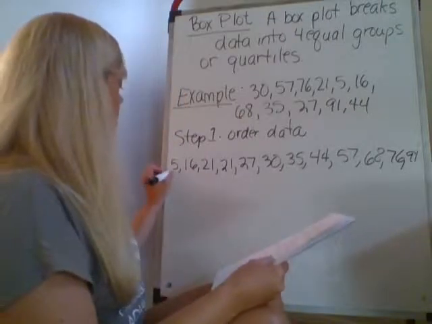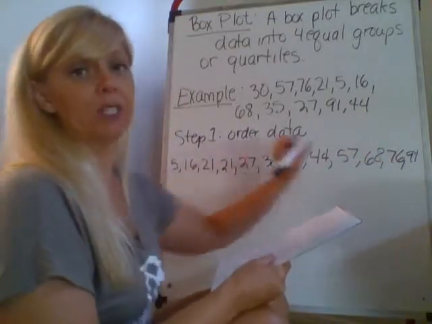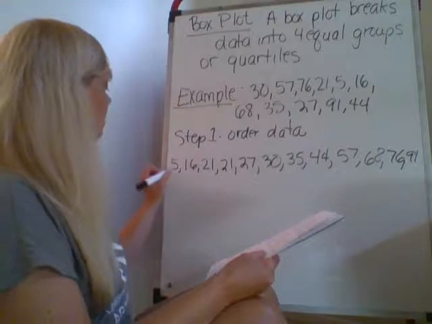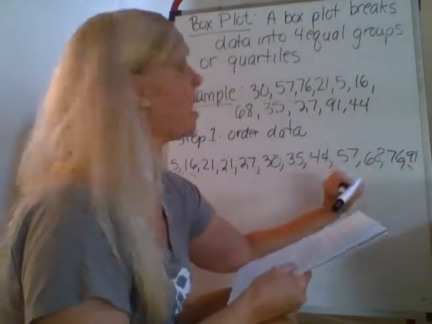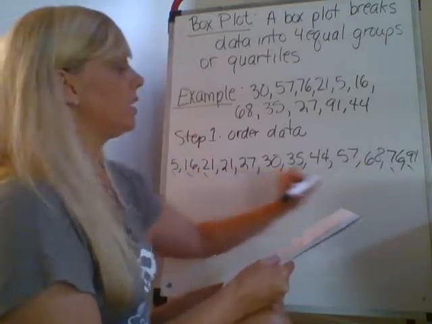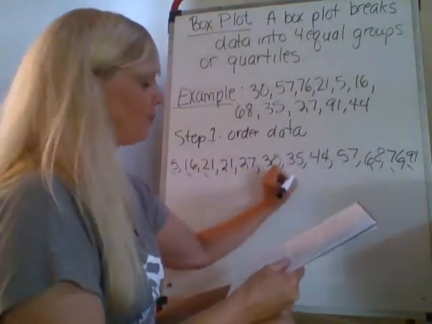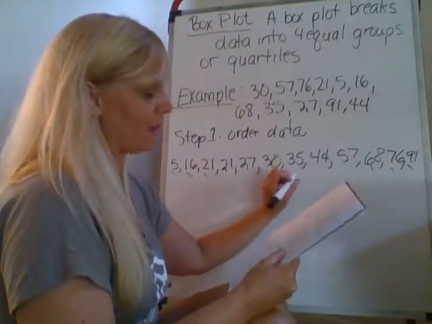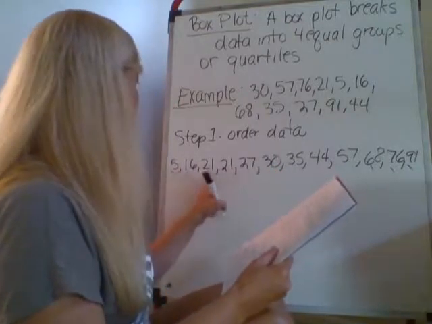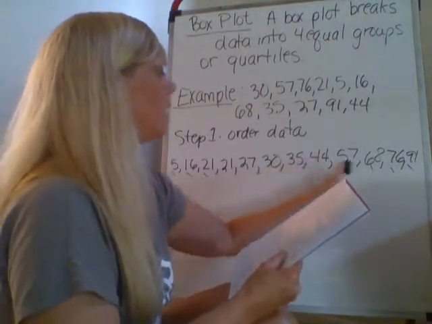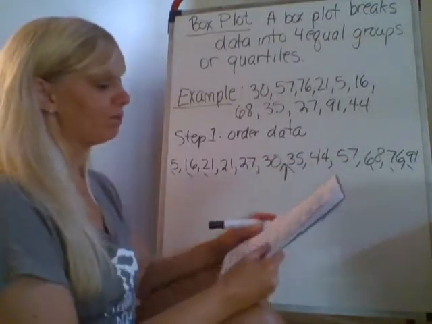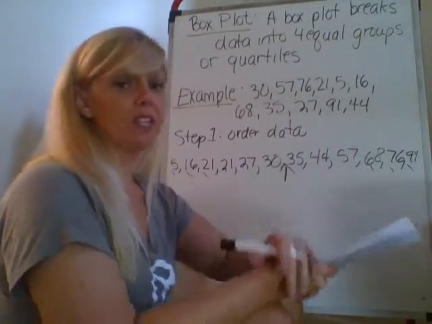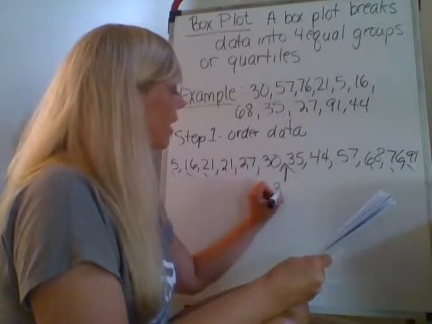If I start crossing off my numbers, which I really don't want to do too much, because when I'm trying to find box plots you're going to need to see those other numbers. And if I keep going, 35 is going to be my median. Oh wait, no, between 30 and 35, sorry, is my median. So that right there is my median, which would be 32 and a half.